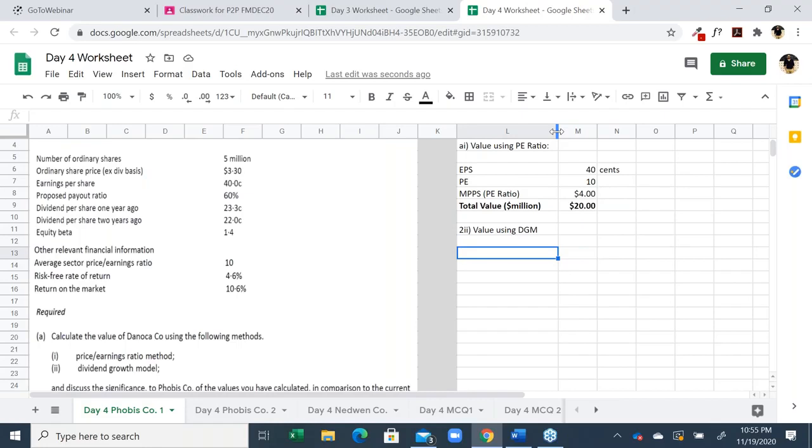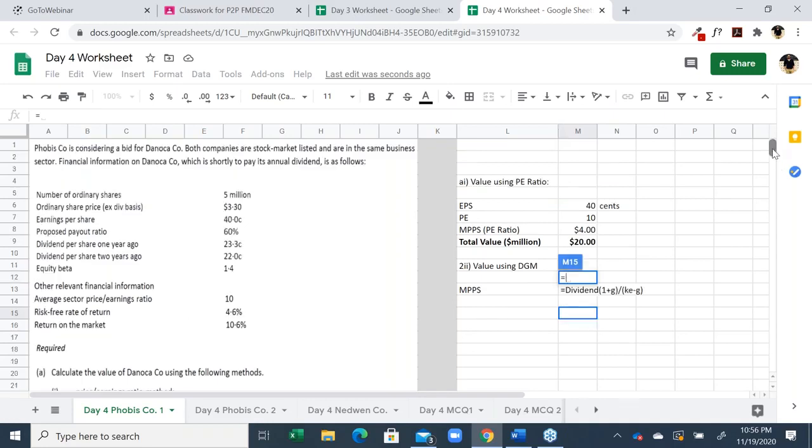for calculating the market price per share, it will be D naught, that's the dividend of year 0, into 1 plus G, the growth, and this should be whole divided by KE minus growth. That's how we calculate market price per share. So what's the current dividend per share? The current dividend. Have they given us any dividend?